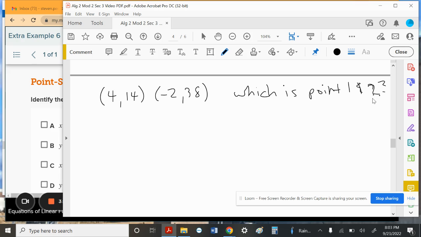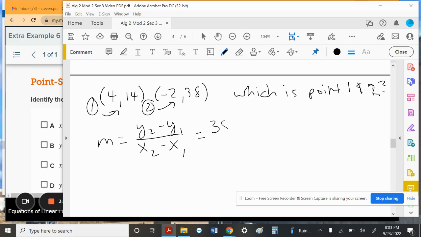And the answer is, it doesn't matter. So just label them. It's really important, especially on a test. Label them so you don't get confused because the order is going to be important. So m equals y2 minus y1 over x2 minus x1. So if this is point 2 and this is point 1, my y2 value would be 38. And my y1 value would be 14. And my x2 value would be negative 2, and my x1 value would be 4.